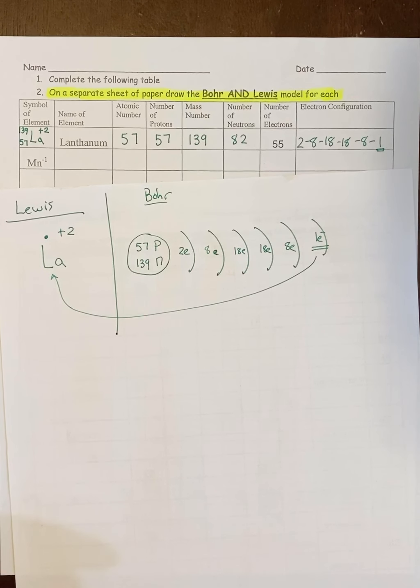So you're going to do Bohr and Lewis models for all of these. It may not fit on 1 sheet of paper. It may, depends on how big you write. But if you write big, then just use 2 sheets of paper or whatever you need.